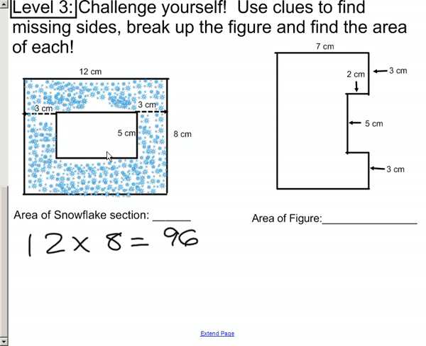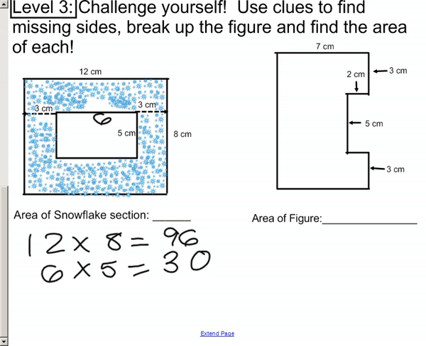Now let's find the area of this little rectangle inside. Well, we know the whole length across is 12. We know this little part is 3, and this little part is 3. 12 minus 3 is 9, minus this 3 leaves us with 6. So now we have a 6 by 5 rectangle, so 6 times 5, base times height, gives us 30.